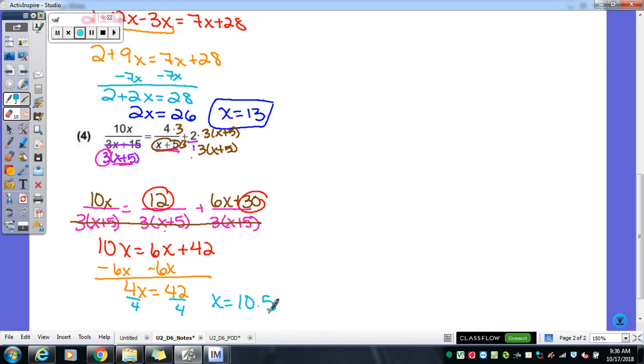So if I go back and check, will 10.5 give me a 0 in my denominator? Nope. If you look at this one, the only one that would be a -5. If I had gotten a -5, I'd have a 0. I can't have that. But I didn't get a -5.